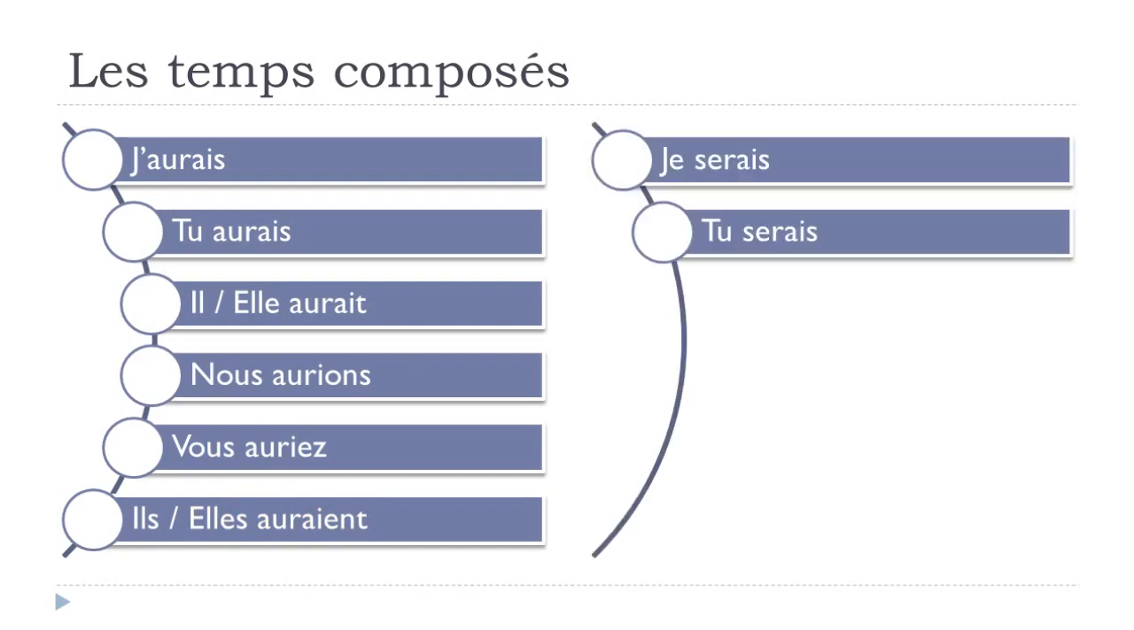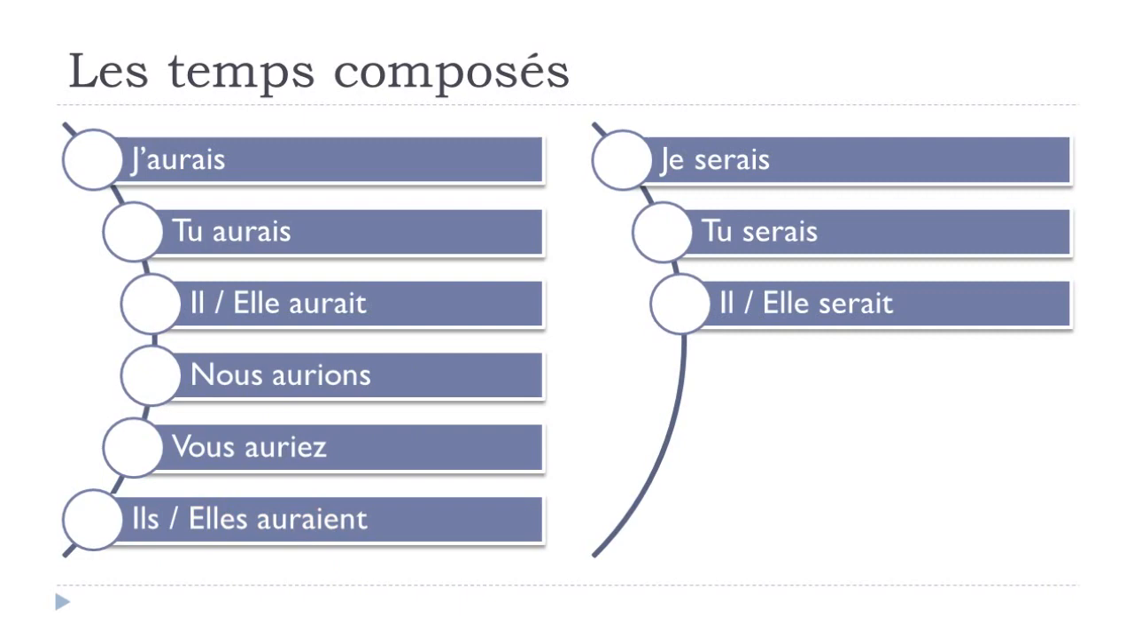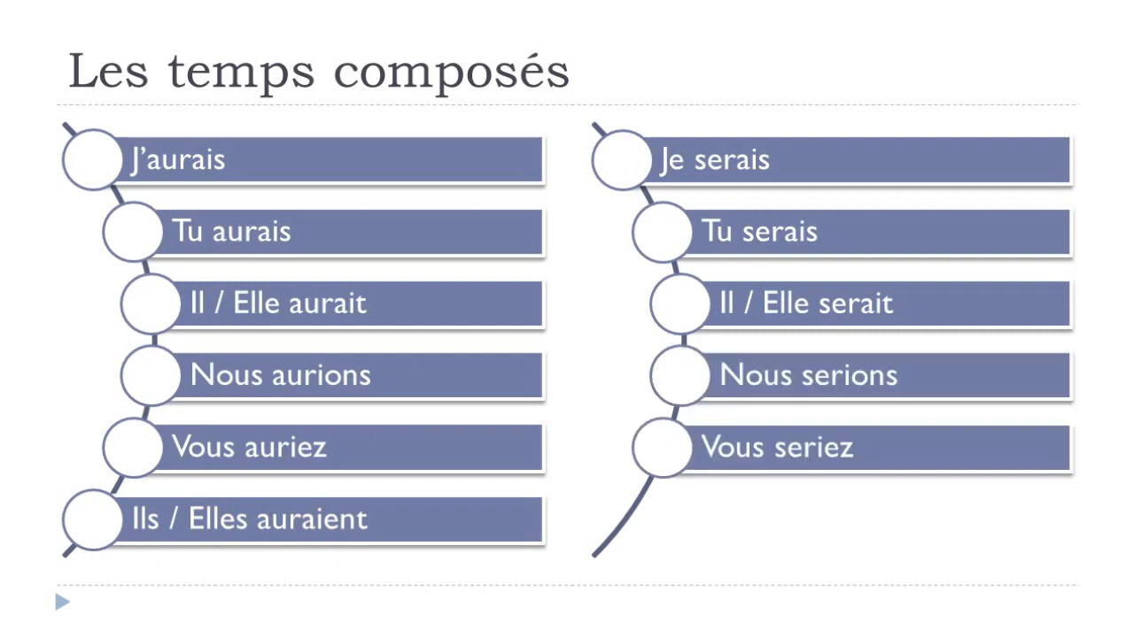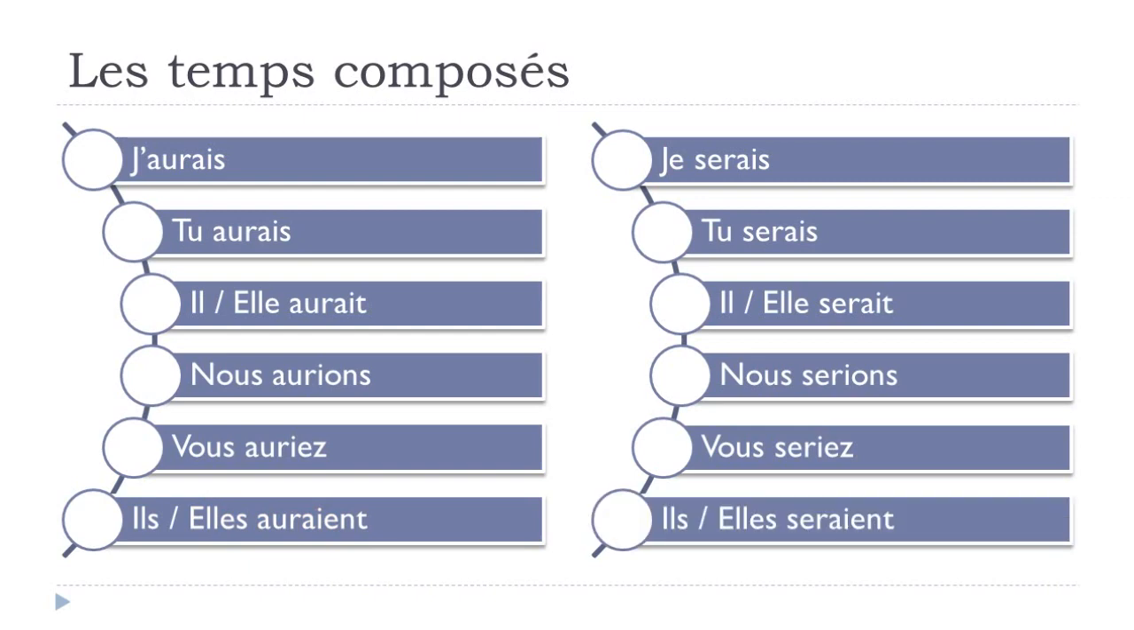Je serais, tu serais, il serait, elle serait, nous serions, vous seriez, ils seraient, elles seraient. Okay, so let's see how it goes. Je serais, final S not pronounced. Tu serais, same thing here. Il serait, elle serait, final T not pronounced. Nous serions, final S not pronounced. Vous seriez, a Z at the end, et seriez. Il serait, so ENT not pronounced. Elle serait. All right. So this is the first part that you should use when you make this conditionnel passé form, okay?